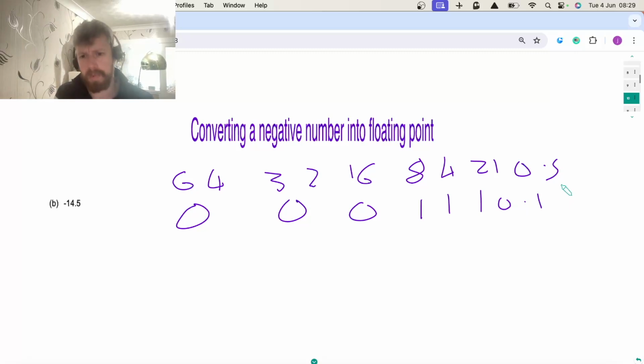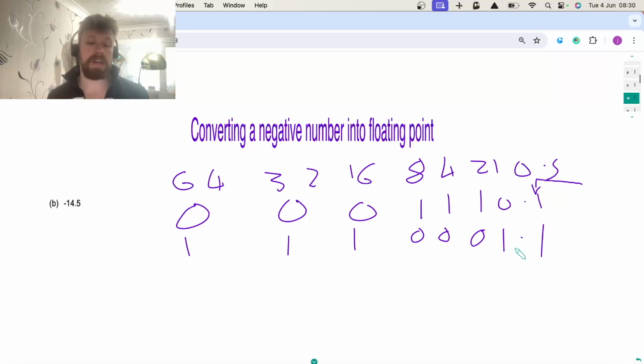And then what we need to do from this point is 2's complement it, because it's a negative number. So what I'm going to do is go right to left, find my first 1, and everything before it stays the same. Everything after it is flipped. So 1, 0, 0, 0, 1, 1, 1.